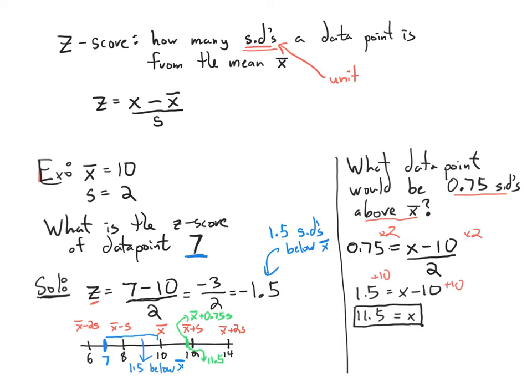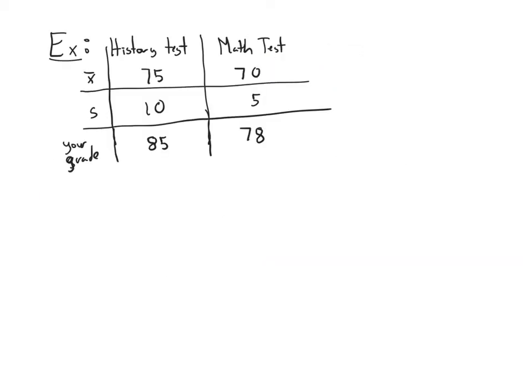But before that, I just want to do one quick problem to talk about how you can use the idea of z-scores to determine how extreme a value is. All right, suppose that you wrote 2 tests, a history test and a math test. The history test had an average grade of 75 with a standard deviation of 10, and a math test had a mean of 70 with a standard deviation of 5. Your grades on both tests, an 85 on the history test and a 78 on the math test. Which test should you be more proud of your grade?